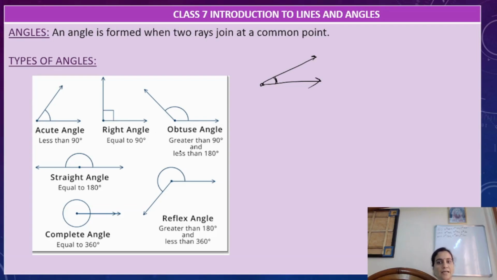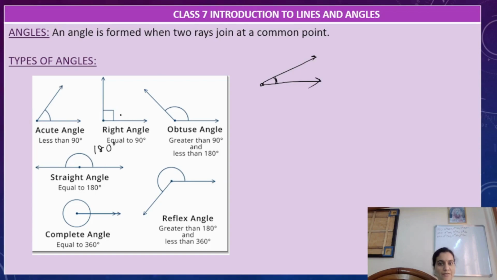Obtuse angle is greater than 90 and less than 180, so even 91. If it is just 1 degree beyond 90, or 90.5 also, or 90 degrees 1 minute also, then it is an obtuse angle, and it should always be less than 180 degrees. So a 179 degree angle is also an obtuse angle, not a straight angle. Now for a straight line, when two rays form a straight line, the angle formed between them is a straight angle, which is exactly equal to 180 degrees.